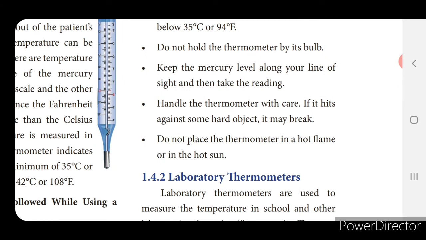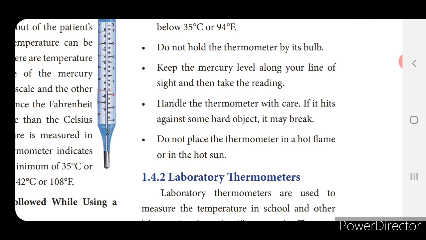Nowadays, we are not using this thermometer. Because of corona, we are using only the gun type thermometer. It works on the principle of heat energy radiation from the human body. By pointing the gun type thermometer, it will receive the heat energy radiation from our body and show the temperature of the body.